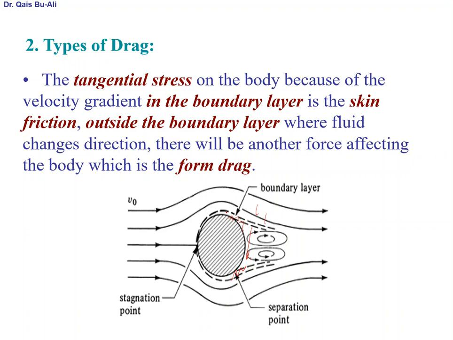Its effect is in the region inside the boundary layer, and outside the boundary layer it is the form drag that will affect the object. These are the two forms, and this is where their effect is pronounced.